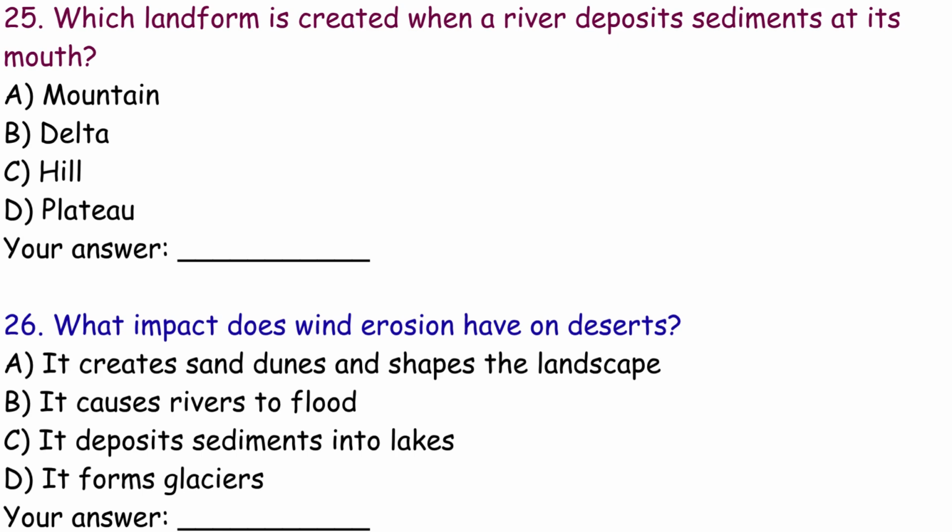26. What impact does wind erosion have on deserts? A. It creates sand dunes and shapes the landscape. B. It causes rivers to flood. C. It deposits sediments into lakes. D. It forms glaciers. Your answer.